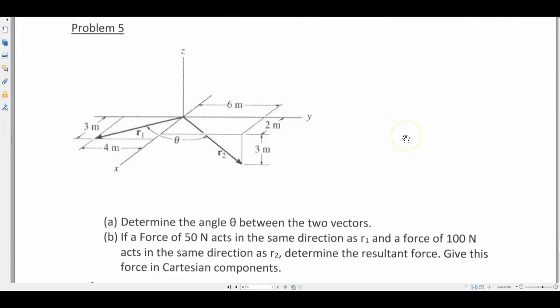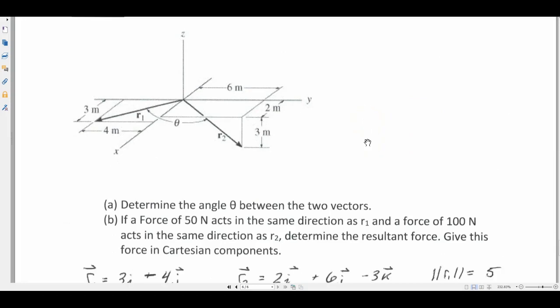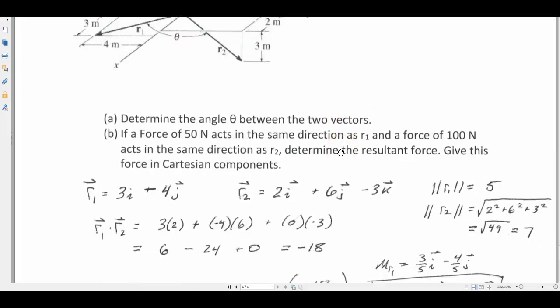All right, problem number 5. Determine the angle between two vectors. It says if a force of 50 newtons acts in R1 and 100 newtons in R2, determine the resultant force. Again, we've been going through these a bunch of times. The angle, how do you do the angle? Well, you've got to write R1, R2, and then you do the dot product between the two.